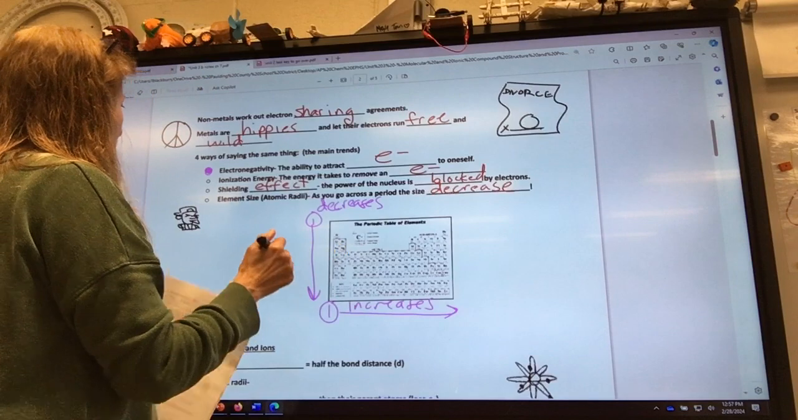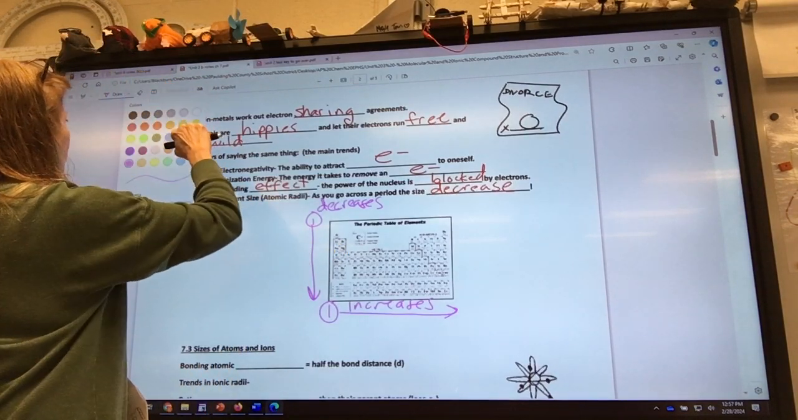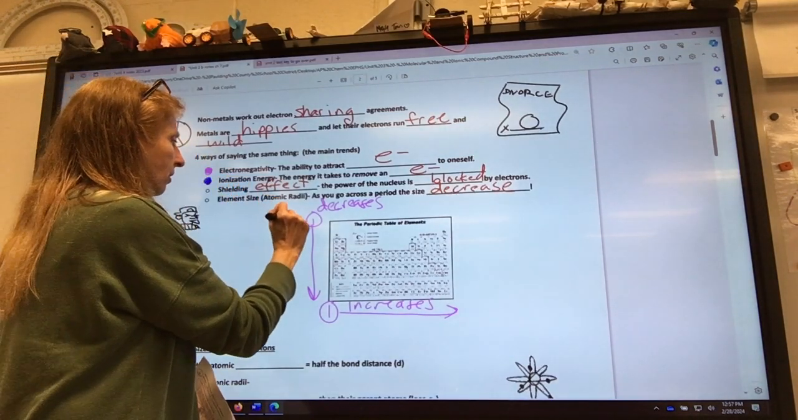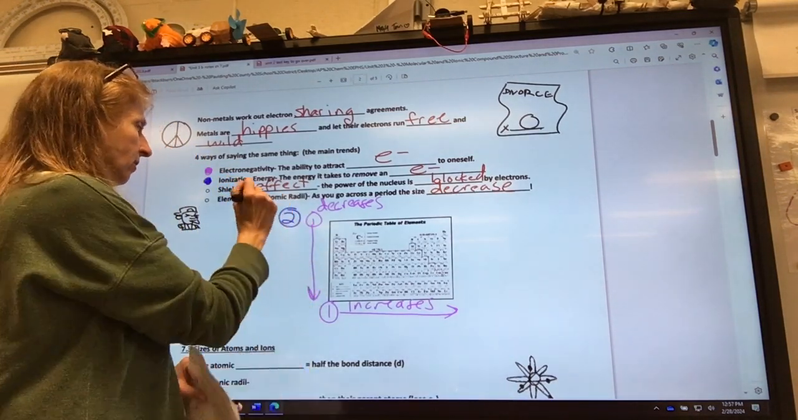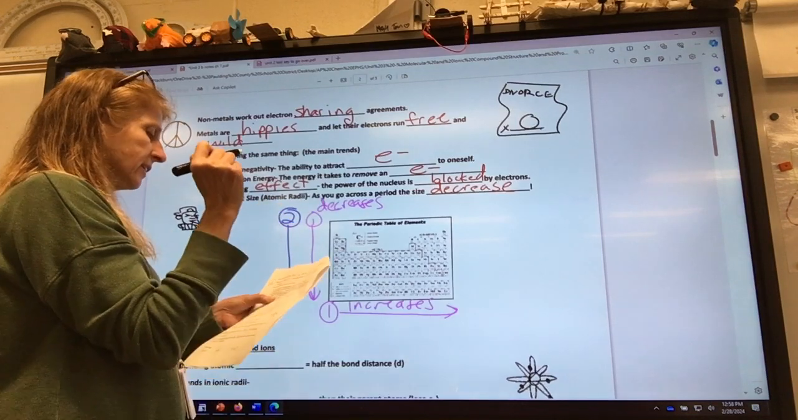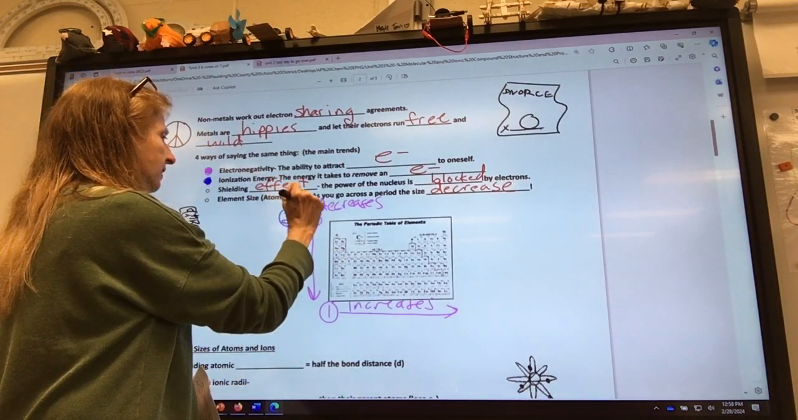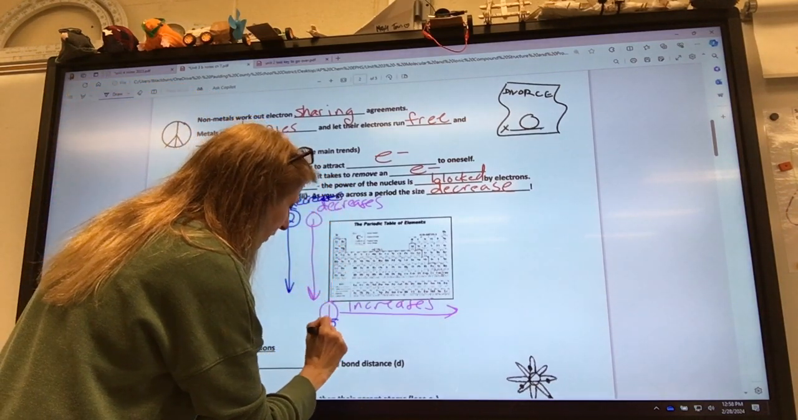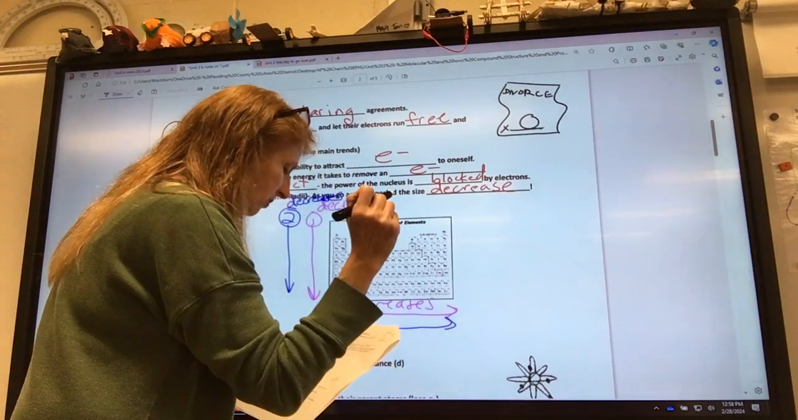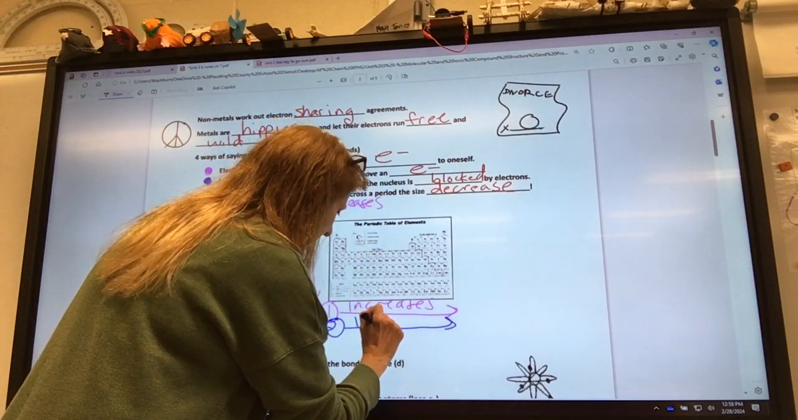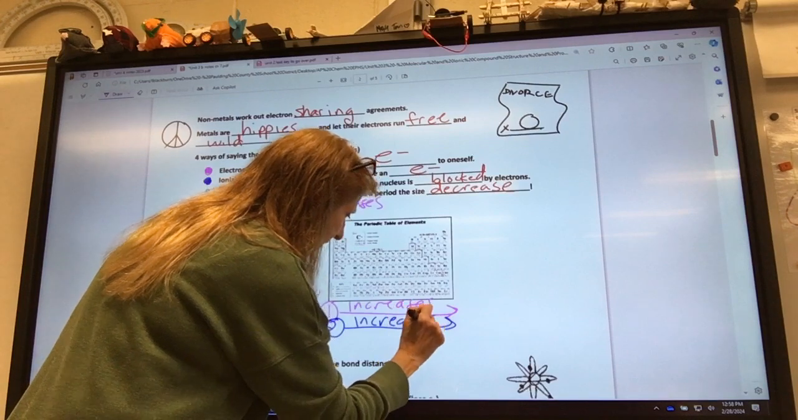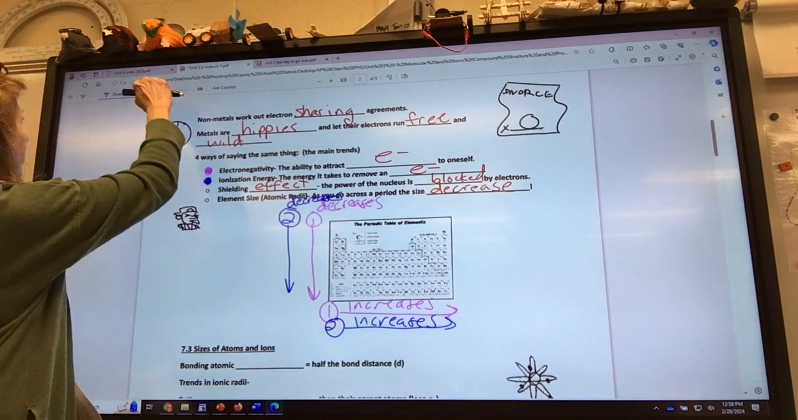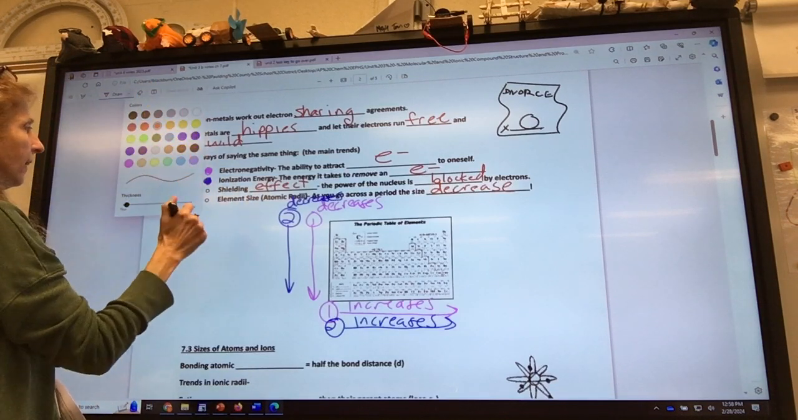Okay? Next, we're going to do, we'll make it blue. We'll do ionization energy. Okay? Number 2. So as you go down a family, ionization energy decreases. As you go across a period, ionization energy increases. Okay. For number 3, shielding effect, we'll make it orange. Orange is a good color.